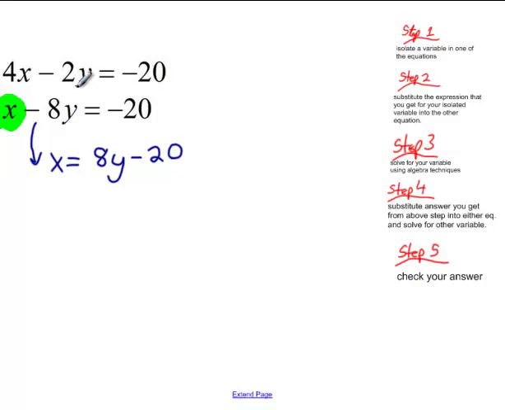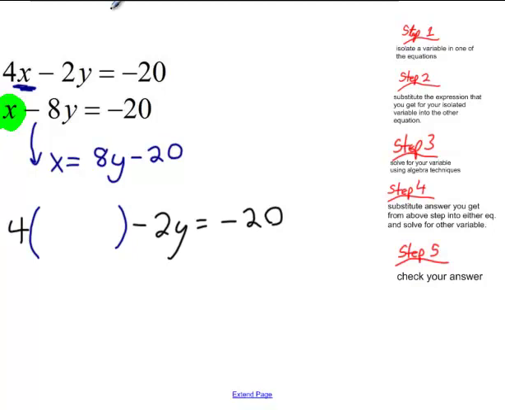Well, let's write this equation down here with the blue parenthesis for the x, because I solved for x. So let's come down and write 4, I'll put the blue parenthesis in here, minus 2y is equal to negative 20. So we're on to step 2. Substitute the expression that you get for your isolated variable into the other equation.